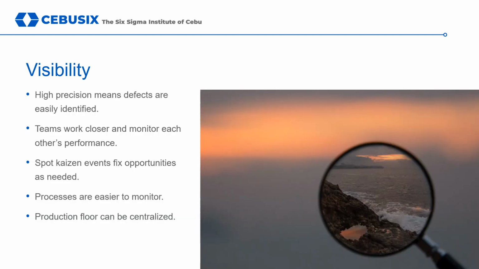In a just-in-time manufacturing system, the higher precision of the process means that defects are easily identified. Because of the requirement to sync the different processing points within an organization, teams work closer and are able to monitor each other's performance. Teams that have been trained in lean methodologies can quickly identify opportunities and even conduct spot Kaizen events in order to fix any issues that pop up.